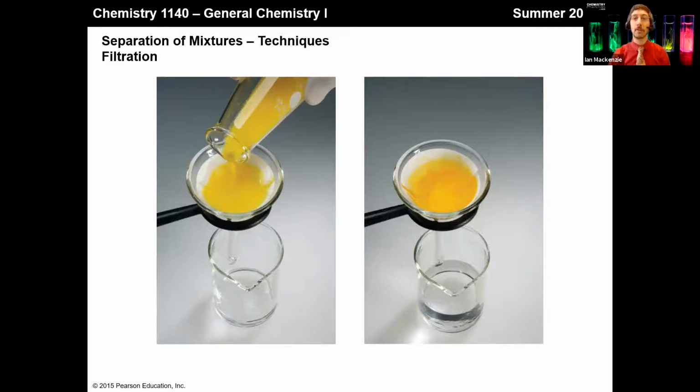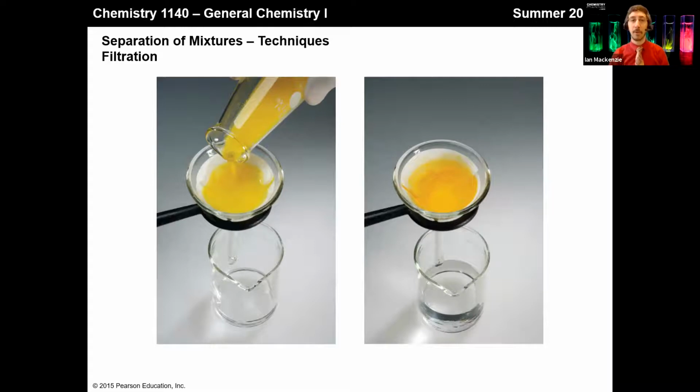The first is filtration. This is a very common case where I have a mixture with a liquid component and a solid component, and the solid's not dissolved in the liquid. This would be an example of if you took a scoop of ocean water, for example, and you had sand in there and you had water. Well, the sand is not dissolved in the water, so you've got solid and liquid in the same sample.